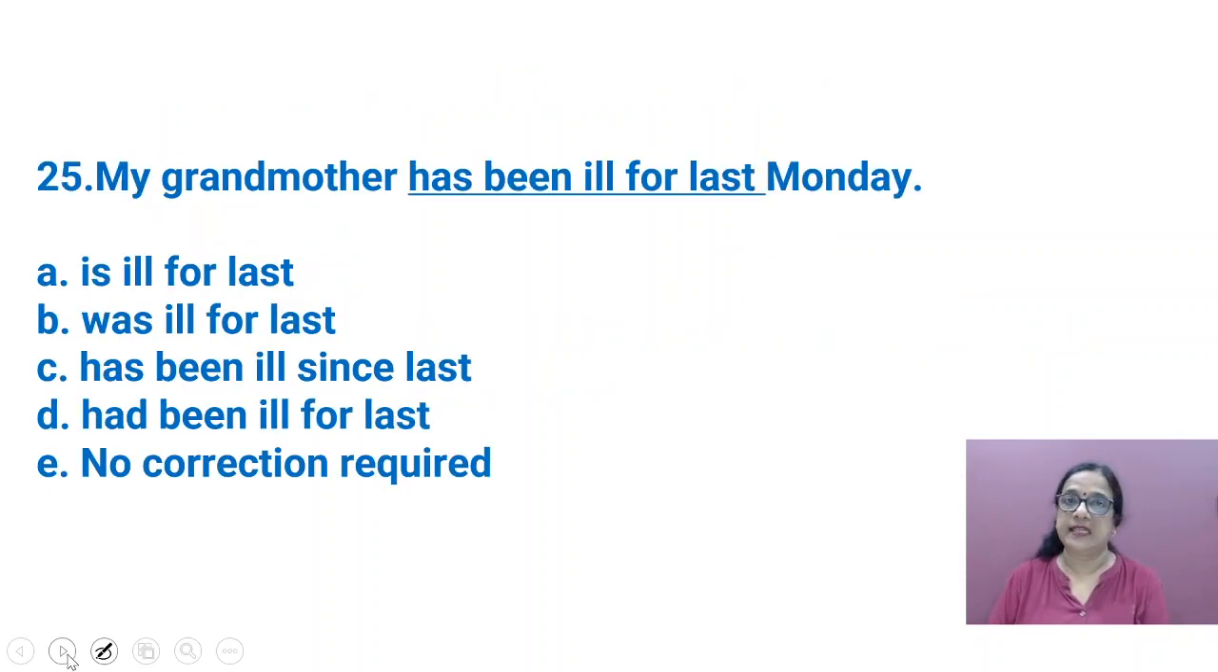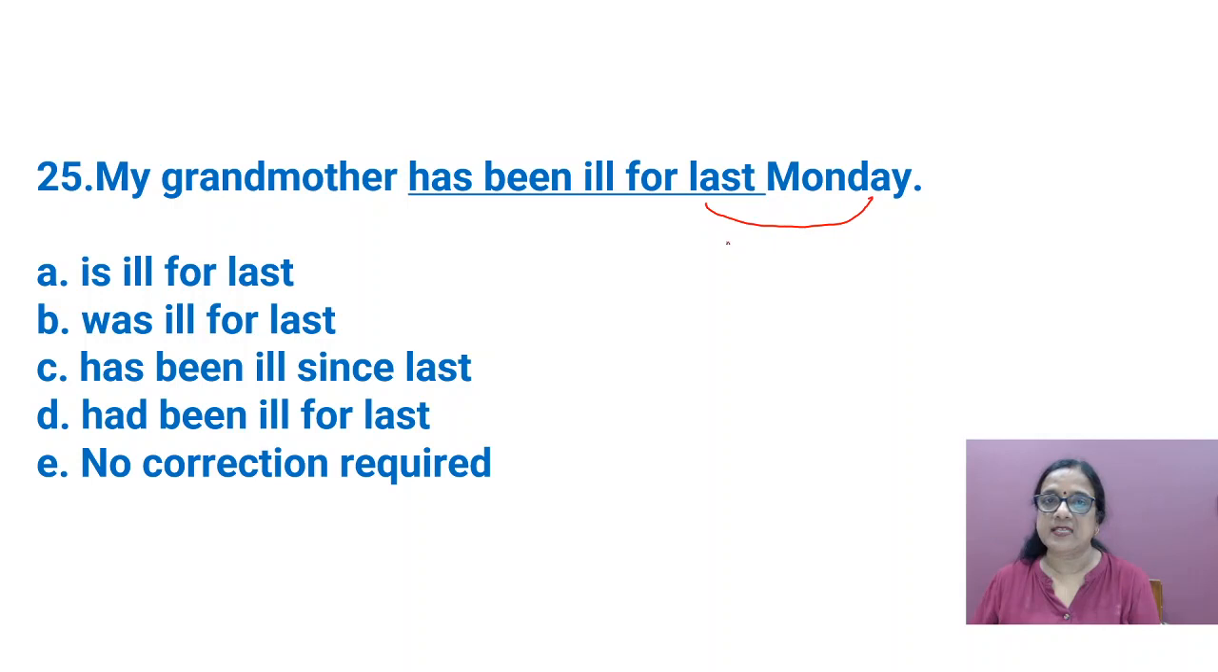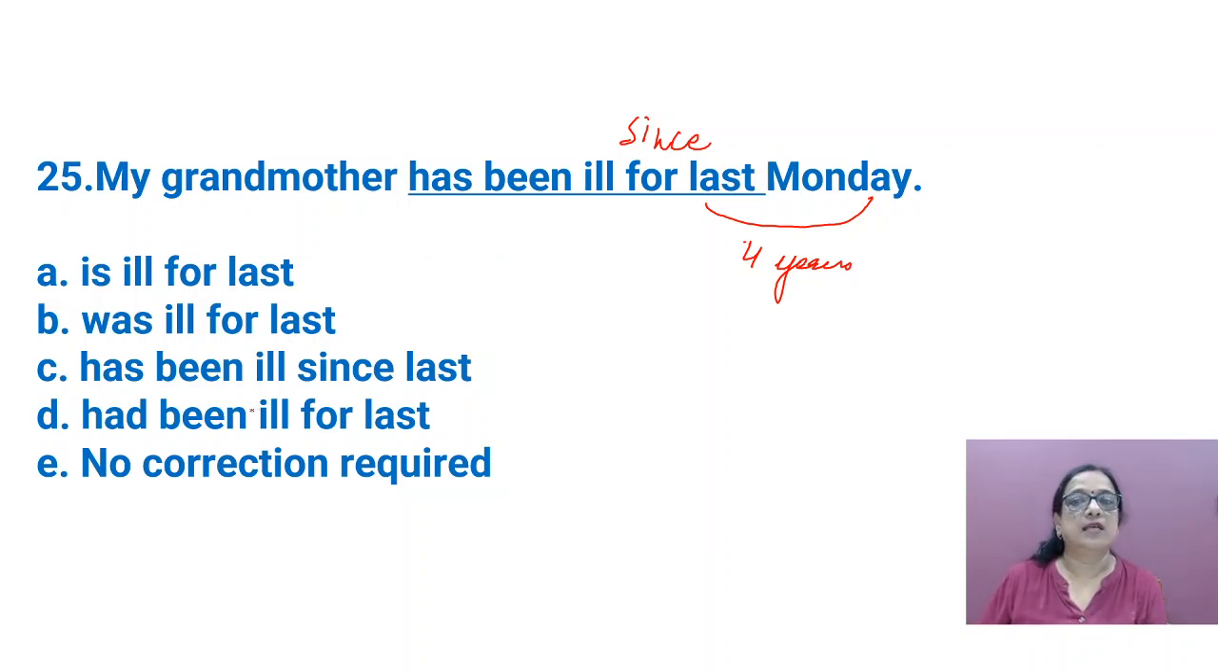My grandmother has been ill for last Monday. Now this only I told you in the previous sentence, that when there is a point of time, that is last Monday, you don't use for, you use since. Suppose it was for 4 years, has been ill for 4 years, then it would have been for. So here it will be, my grandmother has been ill since last Monday. So the sentence number C is correct. Has been ill.